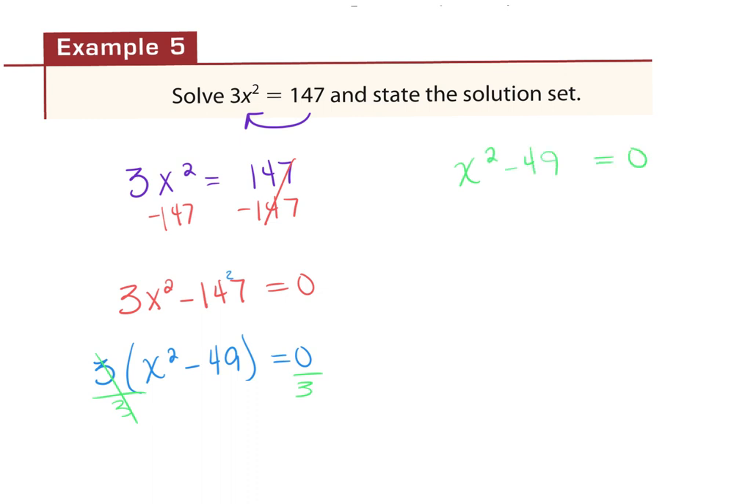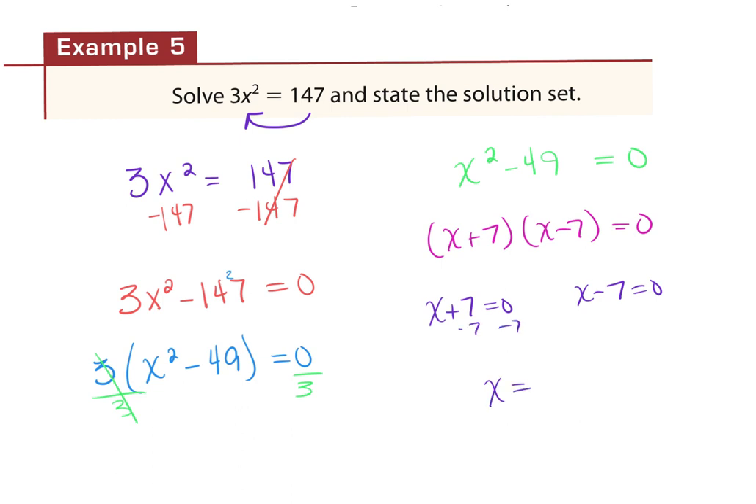0. This is a special case. How do I factor x squared minus 49? It's 2 perfect squares, right? Plus 7, minus 7, right? So I'm going to say x plus 7, x minus 7. That is my factoring. My final step is to set each one equal to 0 and solve. So x is going to equal either negative 7 or positive 7.